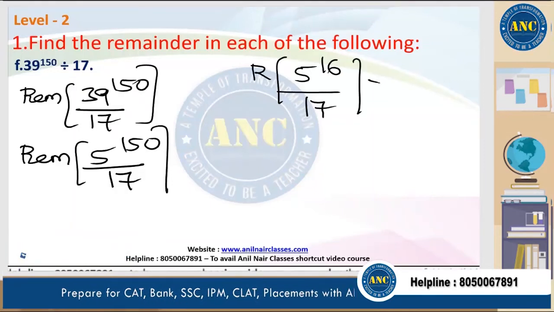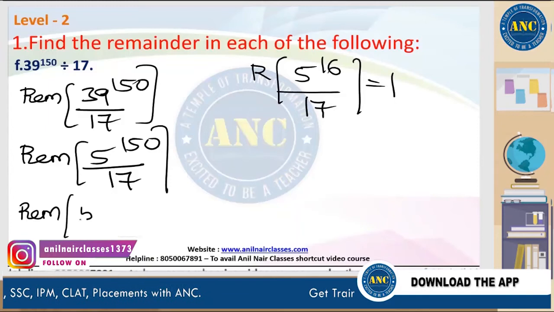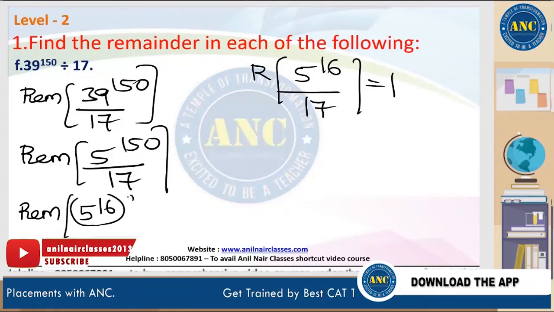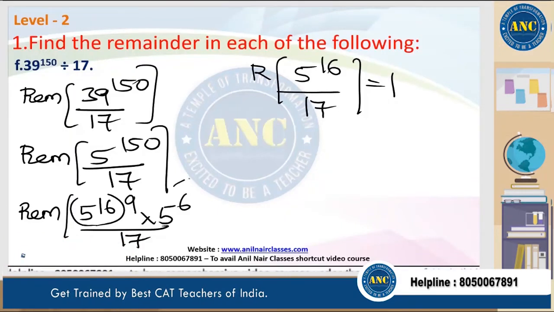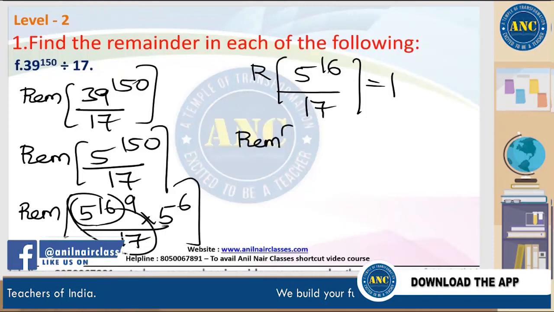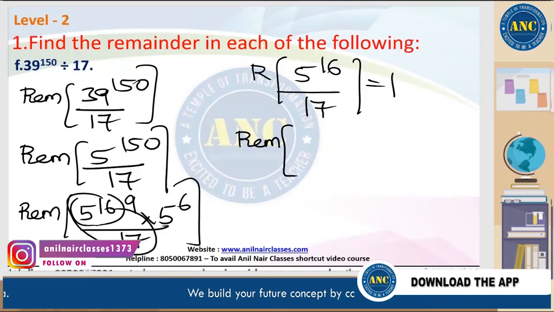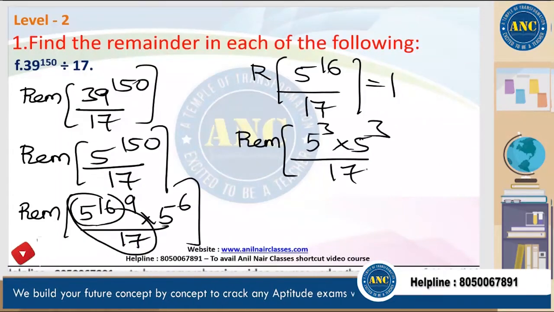16 divided by 17 is 1. You want to use direct 16, you can use it. So it is nothing but 5 power 16 power 9, 144 into 5 power 6 by 17. This is 1. Remaining is nothing but 5 cube into 5 cube divided by 17.